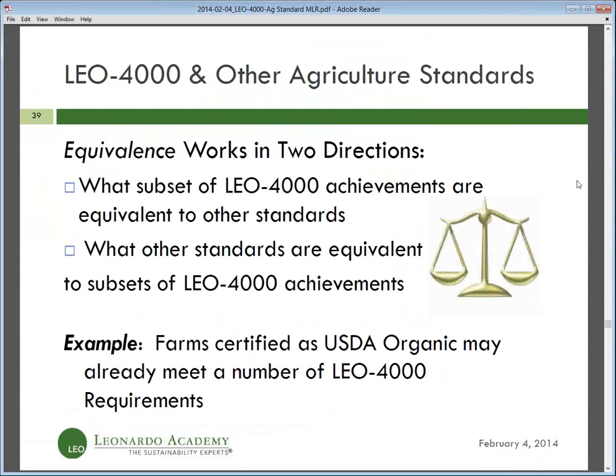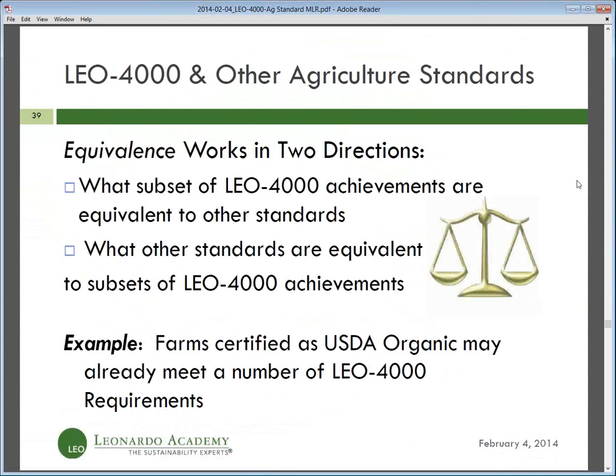So Leo 4000 is going to work on identifying equivalence between Leo 4000 and other standards. This will work in two directions. For users of Leo 4000, what subset of the achievements identified in the standard are equivalent to other standards, and vice versa. For other standards, what are they doing that helps meet the requirements of Leo 4000, to make it easier and simpler for users of other standards to implement Leo 4000.